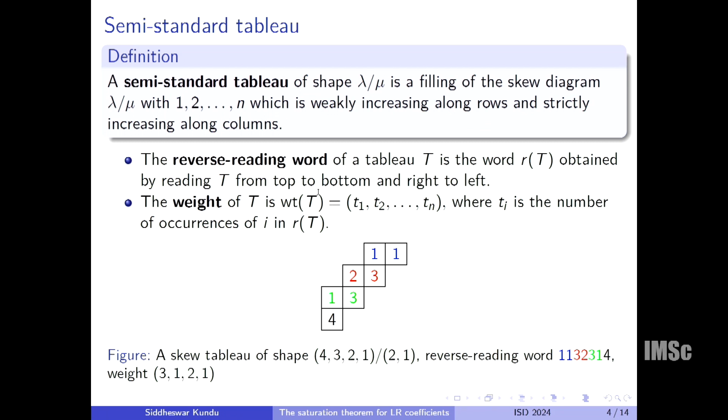And the reverse reading word of a tableau T is the word R of T obtained by reading T from top to bottom and right to left. So for this tableau, the reading word will come from the top row, that is 1, 1, and right to left. So first 1, 1 will come, then 3, 2, then 3, 1 and then 4. And the weight is the n-tuple (t1, t2, ..., tn), where ti is the number of occurrences of i in R of T. So here the weight will be 3, 1, 2, 1. See, there are three 1s in the tableau, one 2, two 3s and one 4.